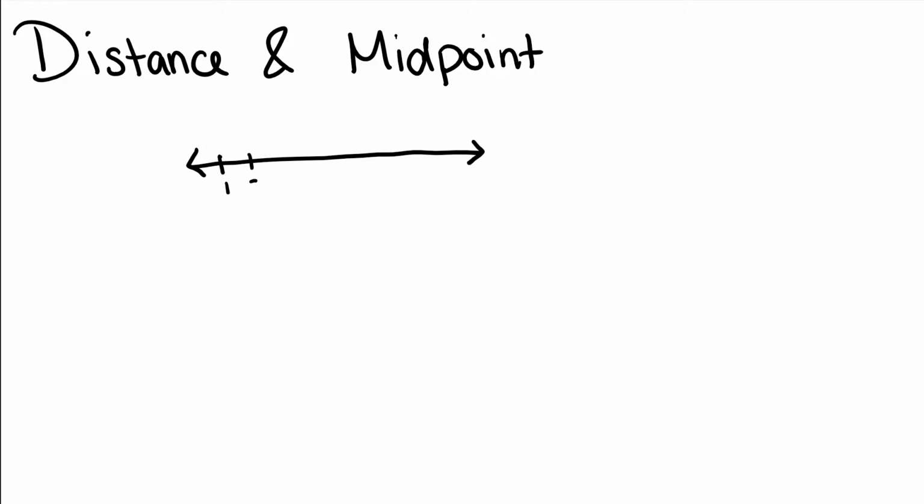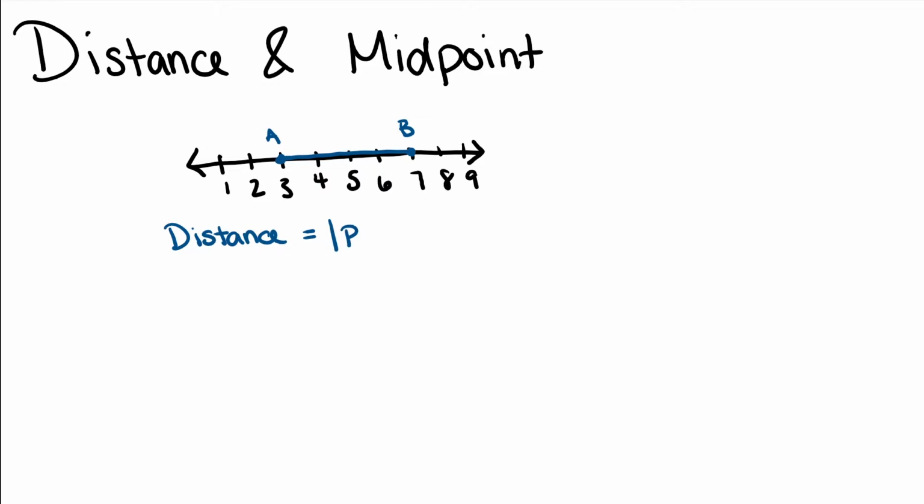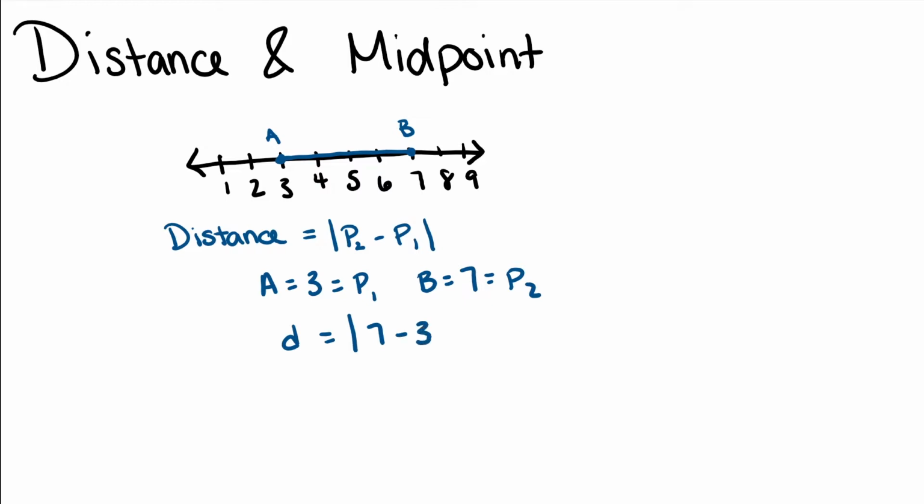Let's look at a number line. Say we have 2 points A and B on this line. Well, the distance is going to be the number of spots in between these 2 points, but we can find this by taking the absolute value of point 2 minus point 1. So we take the location of point 2 or B, which is at 7, and point 1 or A, which is at 3, subtract those two, and that gives us the distance of our line.